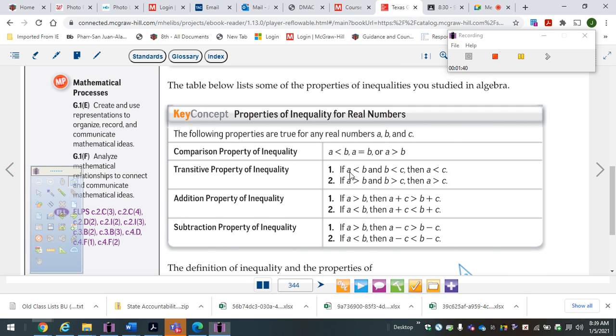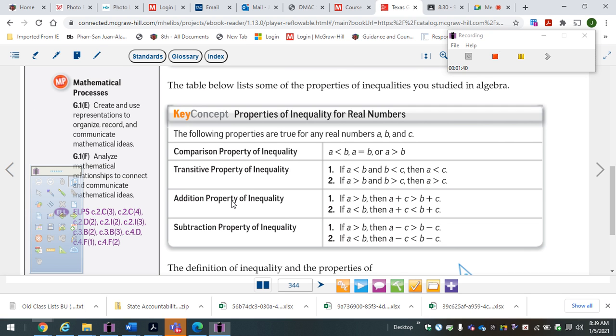Watch, look at this one. If A is less than B, and you know that B is less than C, then from the beginning, A is less than C. Makes sense. We studied this stuff before, so it's kind of revisiting. It also makes sense the other way. If you know that A is greater than B, and B is greater than some other number C, then A is still greater than C.